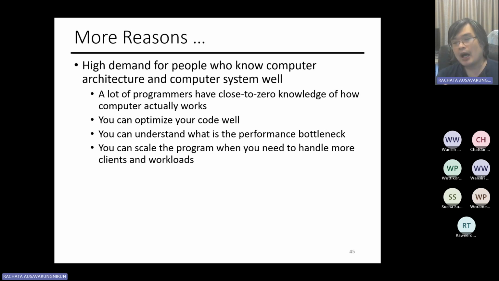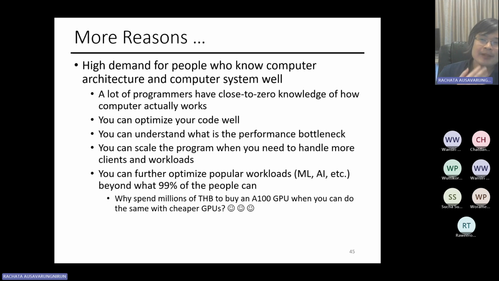I said in the world, to be honest, a sad fact is there are not a lot of jobs that require an architecture background in Thailand, but think big, all right? I mean, it's okay to work abroad. As far as I understand, this is actually a lot of your dream, a lot of people's dream, to work at a top tech company, right? You can further optimize popular workloads beyond what most people can because you know the hardware.